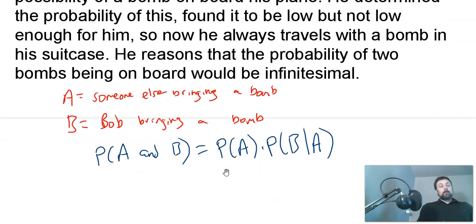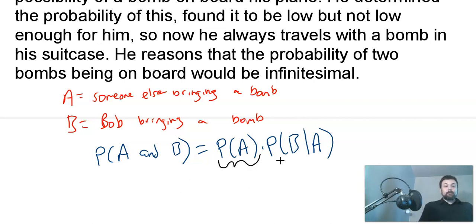Now, we don't know what probability Bob calculated of somebody bringing a bomb on the plane, but that is what the probability of A is. It's the probability that somebody else besides Bob is bringing a bomb on the plane, which is presumably the probability he was calculating earlier, finding it low but not low enough for him. So I don't know what that is, but it's a low probability.